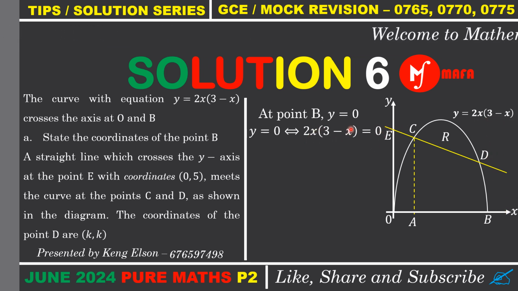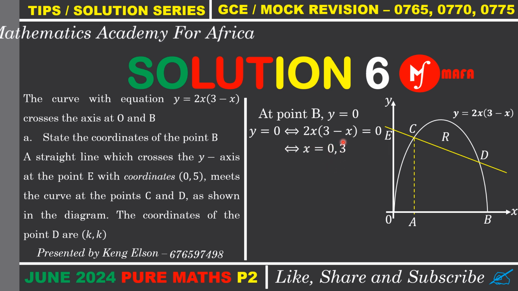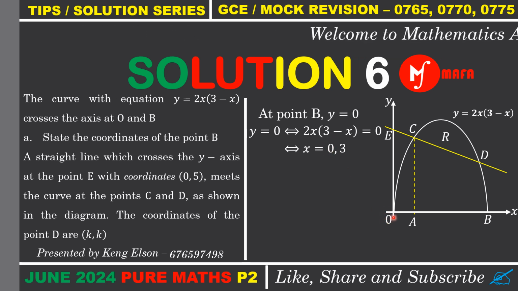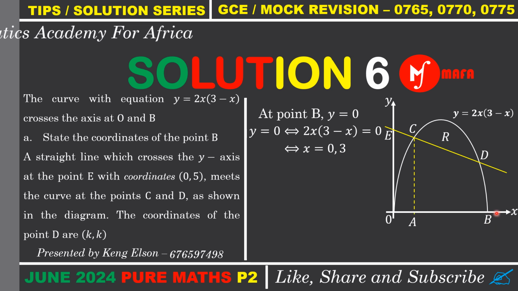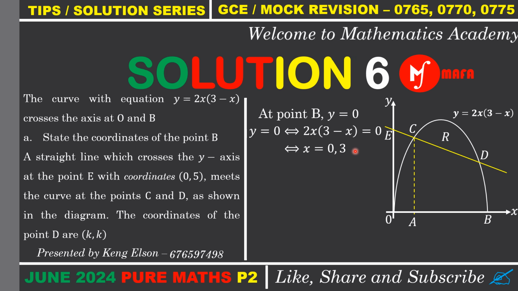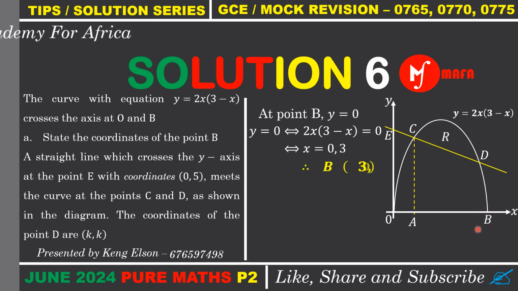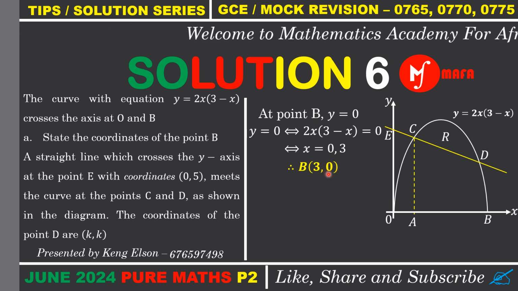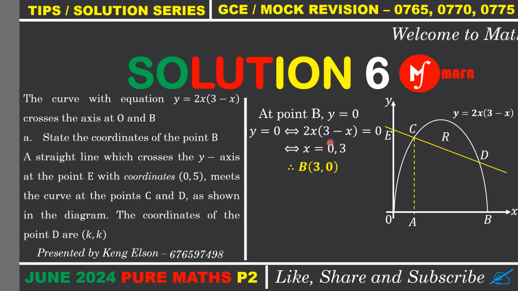If you equate every factor to 0 and solve for x, you're going to have two values of x: x equals 0 and x equals 3. But you see that x equal to 0 is the x coordinate of the origin, which is the point O. Therefore, since B is away from the origin in the positive x direction, it means that x equals 3 is the x coordinate of the point B. So the point B will have x coordinate 3 and y coordinate 0, because you're on the x-axis. So we cannot take this 0 here because this 0 is already for the origin.